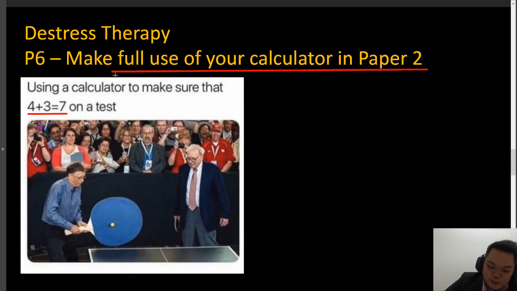Okay, make full use of your calculator in paper 2. Like if you see something like 13 times 19. When I look at P5s trying to do manual calculation for that kind of issue, YK, I think you would know. It's not really for you, but for someone else during the class. Like something like 13 times 19, and they try to do it by manual calculation. My heart breaks. Do you know that?